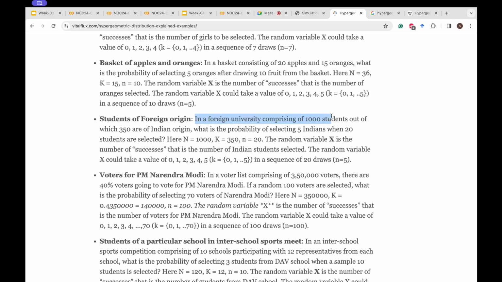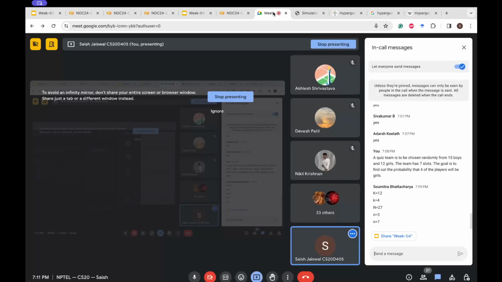In a foreign university comprising of 1000 students, out of which 350 are of Indian origin, what is the probability of selecting 5 Indians when 20 students are selected? So 20 students are selected, small n is 20 and capital K is 350, small k is 5 and capital N is 1000. Okay, any query?